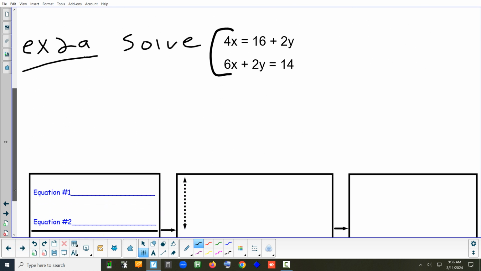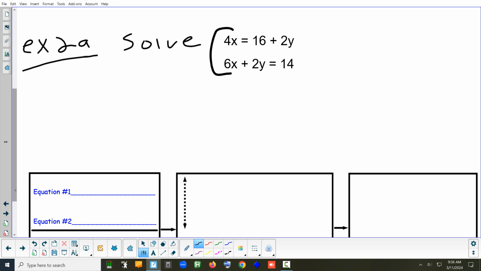So here's example 2a. We're still going to use the same kind of template, but don't fill in anything for equation 1 and 2 yet. Just copy them down up above the box. Plenty of space above it. Can someone remind me again, what's the pattern we're looking for? How do the equations have to look?